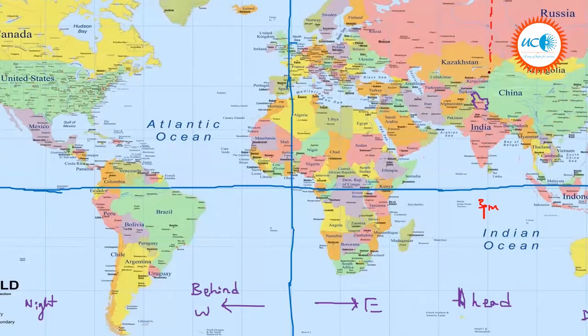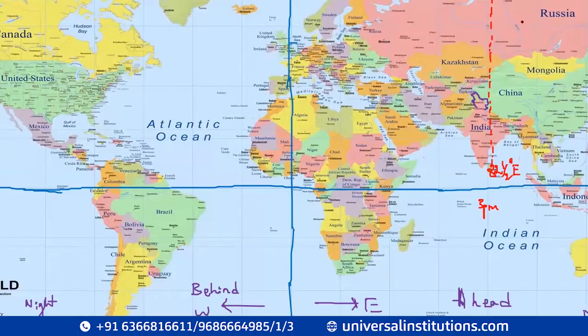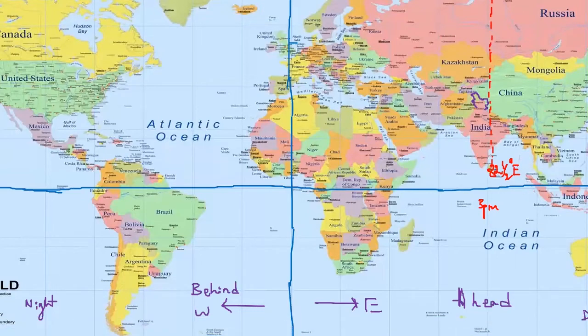82.5 degree east is the Indian standard meridian. Indian standard longitude is 82.5. Agree? Exactly 75 to 90 is 15 degrees. You take half of it, and half of it is 82.5. That is our standard meridian.